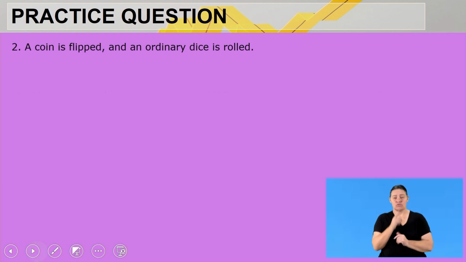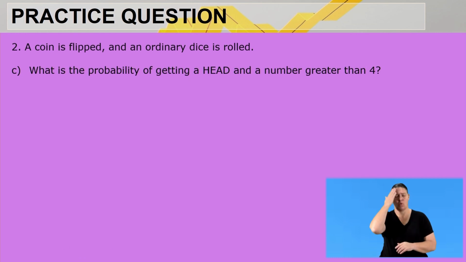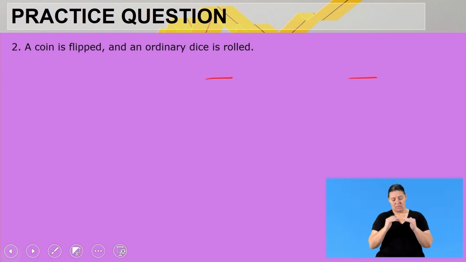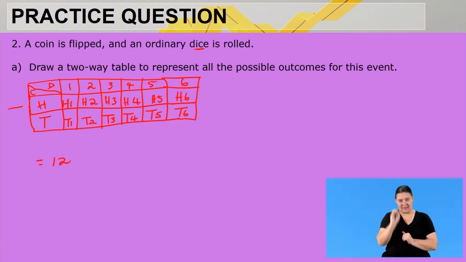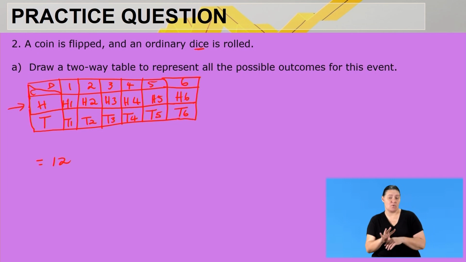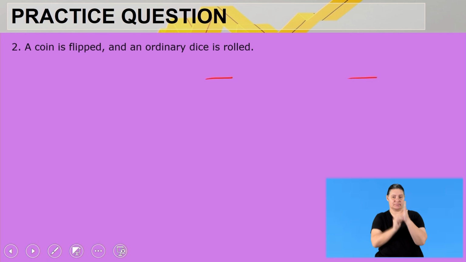Okay, now same scenario, a coin is flipped and an ordinary dice is rolled. We want to know now, what is the probability of getting a head and a number greater than 4? I'll just go back so that we can look at the completed table. So there we have our table. It must be a heads with a number bigger than 4. Here is my heads and a number bigger than 4. So that will be H5 and H6. Do we agree on that? Okay, let's quickly write that down.